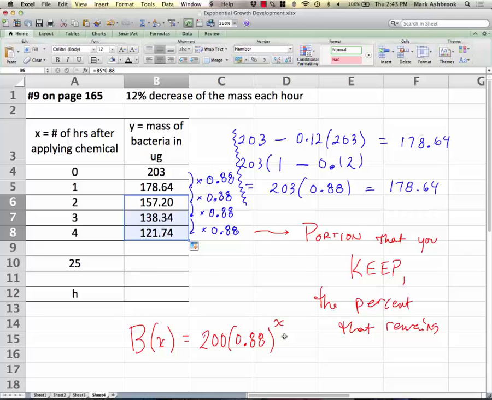Okay. Dan, what were you going to say? I was going to say the exact same thing. You're multiplying, so if x hours go by, how many times did you multiply 203 by 0.88? X times. If x hours go by, you take the 203, you multiply by 0.88 x times to get the final amount after x hours. So that's our function. So remember, decay factors will be less than 1 because it's going down, but that's the amount you keep. That's the amount you keep, not the amount that you're losing, right? You know that the amount we lost was 12%. We're keeping 88%, and that's what your decay factor is.